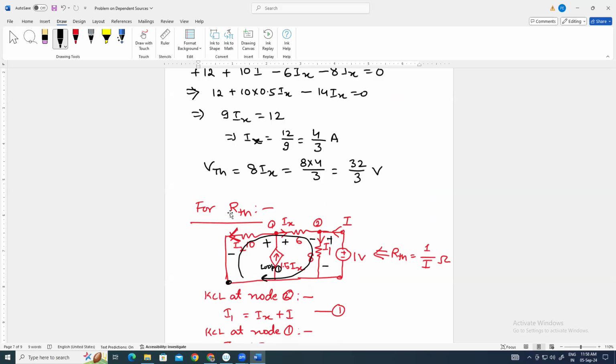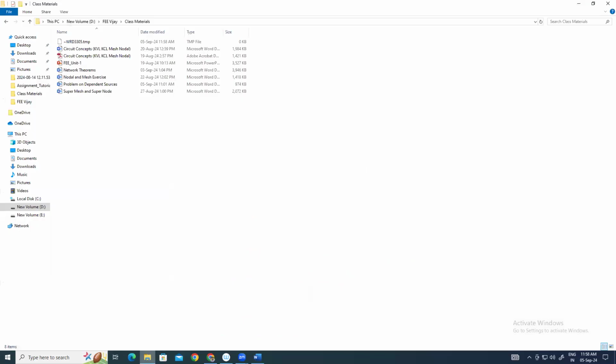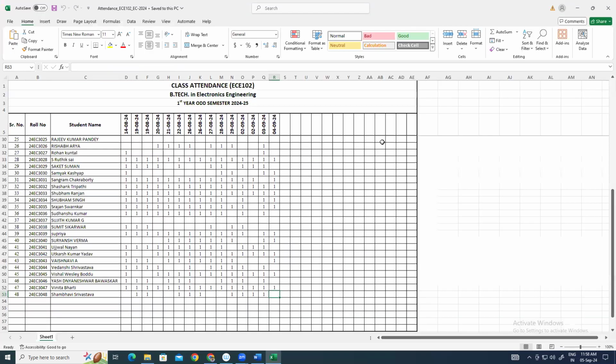Okay, so you have to verify by taking different methods, and I will give today the assignment related to dependent sources, network theorems based on dependent sources. I will give you assignment today, and then you have to complete before the deadline. Deadline I will give in the assignment only.